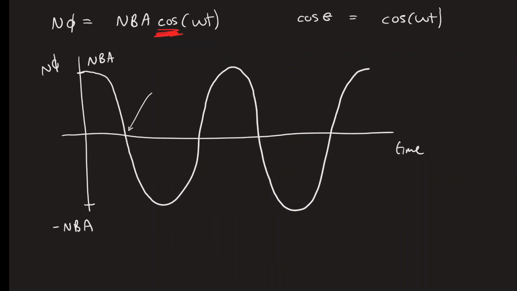At this stage here, the loop will have gone through a quarter turn. Here, the loop will have gone through a half turn. Here, three quarters. And there, one full rotation.